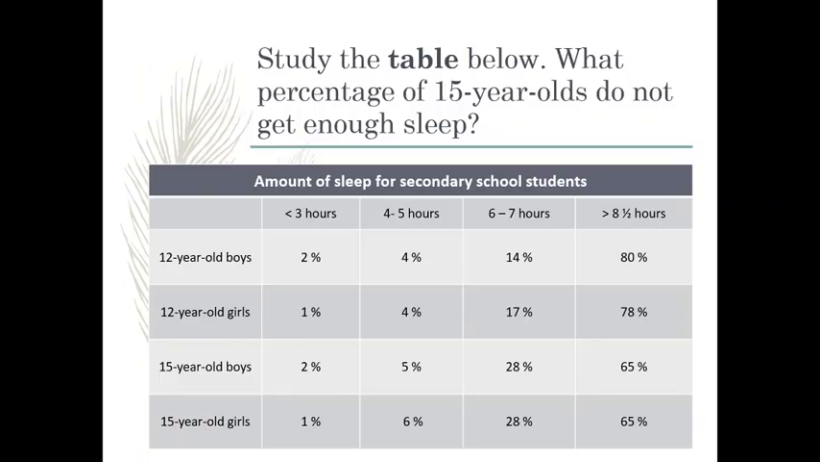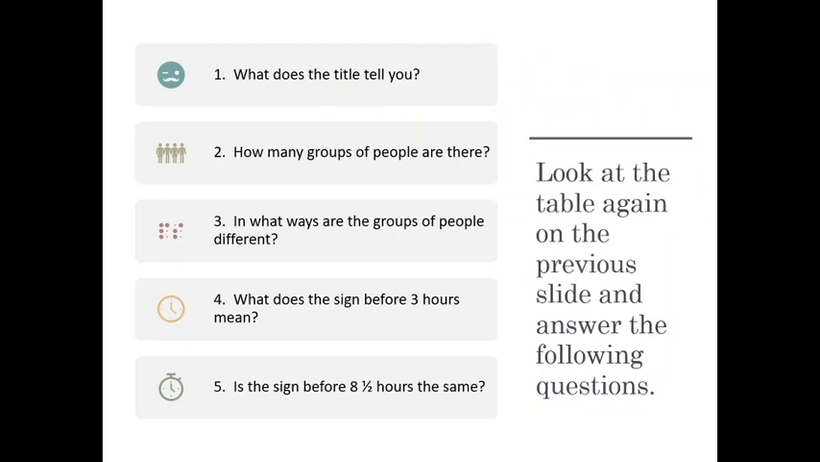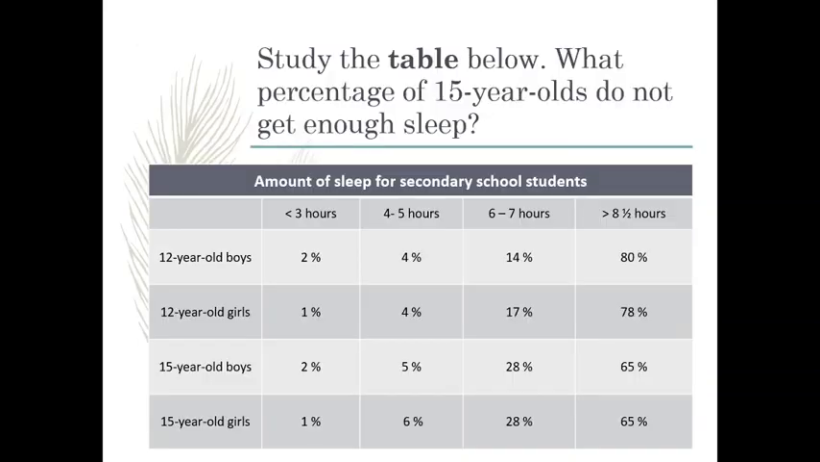All right, so let's take a look at this sample table. What percentage of 15-year-olds did not get enough sleep? What exactly can you see in this table? What does the title tell you? Let's take a look at the table again. The title is Amount of Sleep for Secondary School Students. So it tells us the amount of sleep for secondary school students.